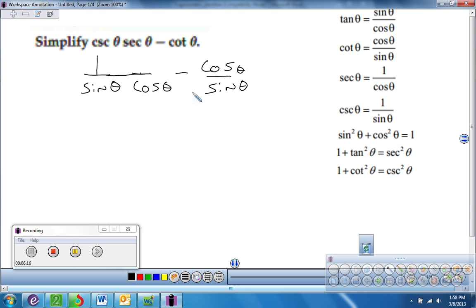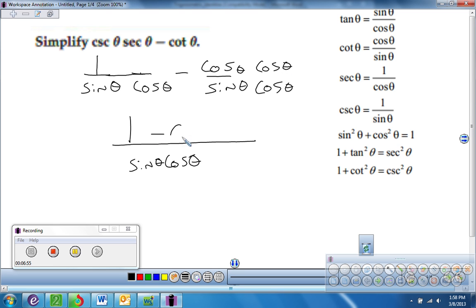Well, if I look, they don't have the same denominator. I've got sine cosine here, and I've got this sine here. So I need a cosine here. So I'm going to multiply this by cosine. Okay? So when I do that, I end up with 1 from here. And then I can write it all underneath one fraction because I've got the same denominator now. Now I've got cosine times cosine, so that's going to be minus cosine squared.